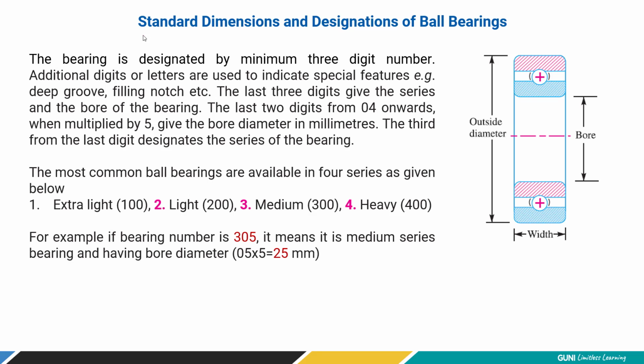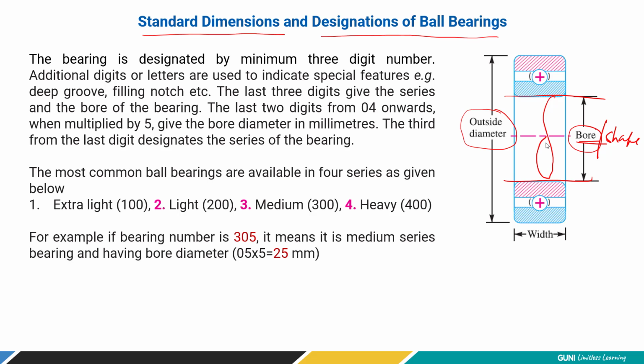Now let's discuss the standard dimensions and designation of ball bearings. This is the practical side. Whenever you go to the market and want to purchase a bearing, you have to say a bearing number, right? Here the bearing construction is given like this: the outside diameter and the inner diameter. Inner diameter means bore diameter, or you can say the shaft that is to be accommodated inside over here. So bore diameter is nothing but the shaft diameter.